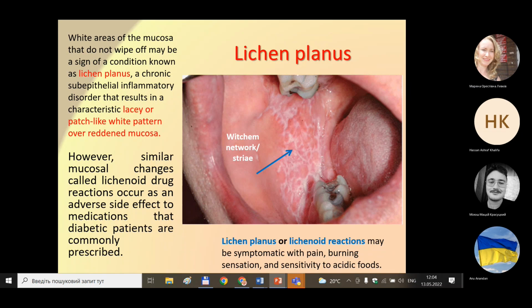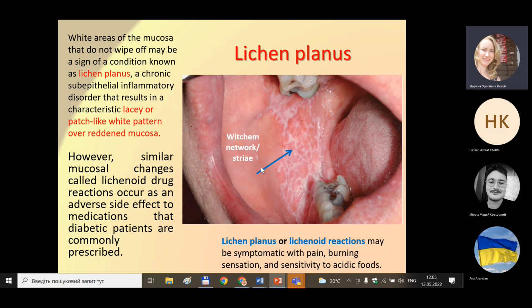Lichen planus. So white areas of the mucosa that do not wipe off may be a sign of a condition known as lichen planus. It is a chronic subepithelial inflammatory disorder that results in a characteristic lacy or patch-like white pattern over reddened mucosa, Wickham's network or Wickham's striae. So these as well can be one of the symptoms in diabetic patients.